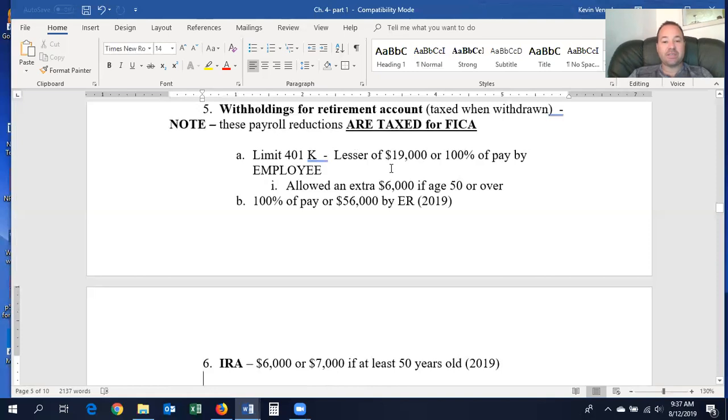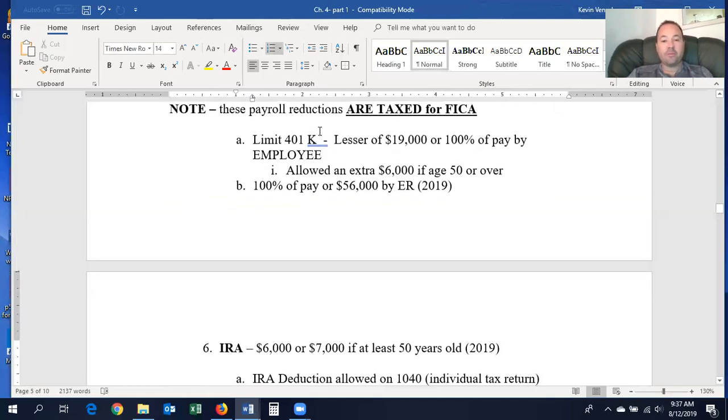Withholdings for retirement accounts: you can see how much you're allowed to put away for retirement. For a 401k, you can put up to $19,000 yourself into a 401k for your own plan. And that's the employee. The employee and the employer together can put away up to $56,000. So the employee putting 19, the employer putting potentially up to the rest. And then notice this number does go up, the 19,000. If you are age 50 or over, you can put away an extra 6,000. It's called a catch-up for those last 10 to 15 years.